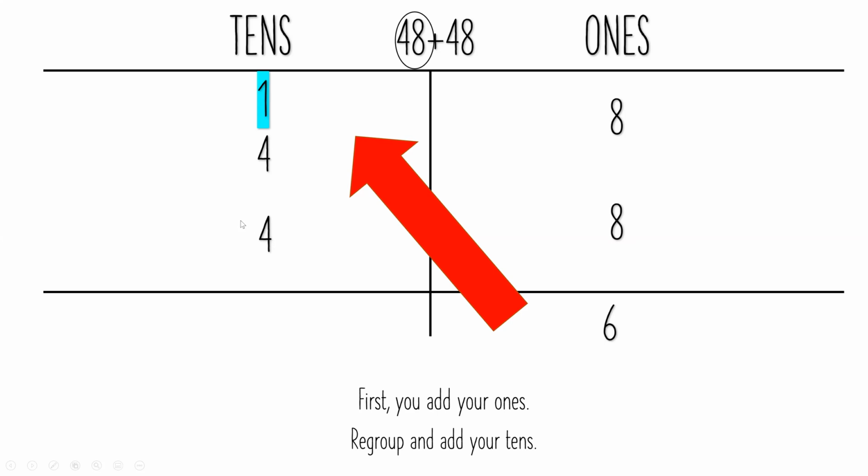And now we're going to add 4 plus 4 plus 1. So let's count up from 4, 4 times. 5, 6, 7, 8. And now we're going to add 1. We're going to count up 1 time from 8. The next number is 9. So our answer is 96. Make sure you take a picture of your work when you are done solving the problem.